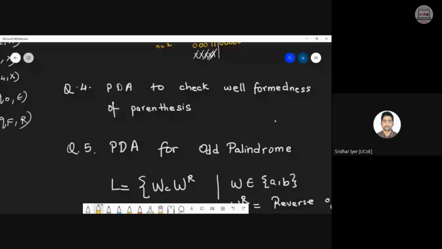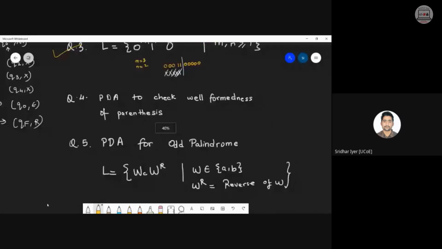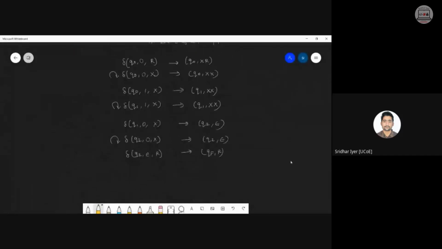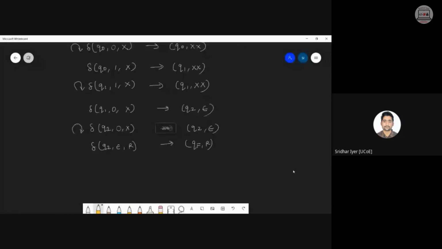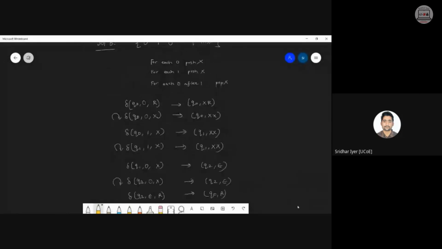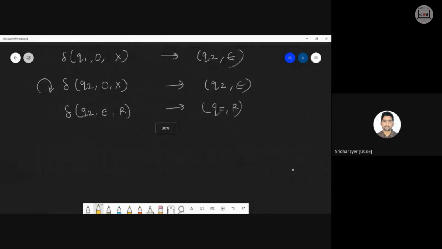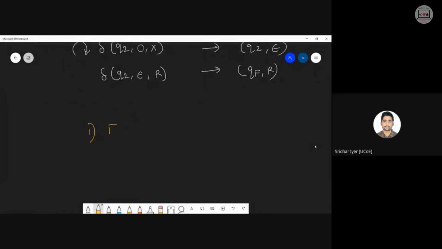Okay, let me answer Pratik's question. Why did we go to Q0 in the previous problem? Okay, Pratik, one second. If you remember, I had told you that there are two possible ways of accepting a string. First one is by final state, and the second one is by null stack.